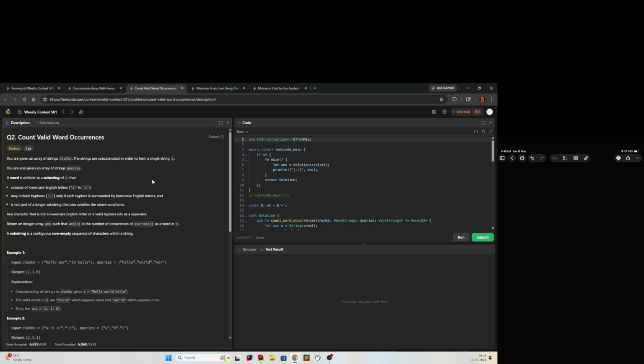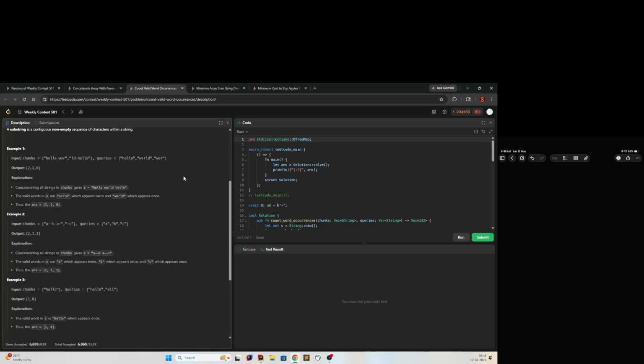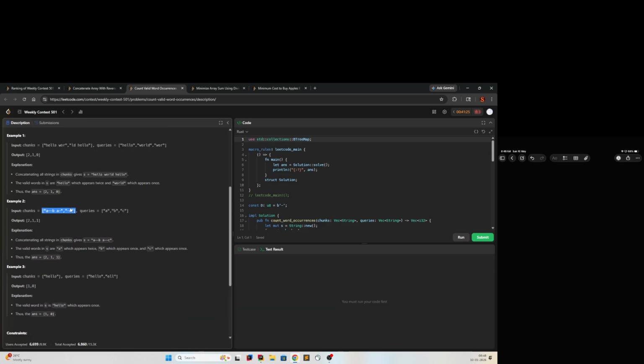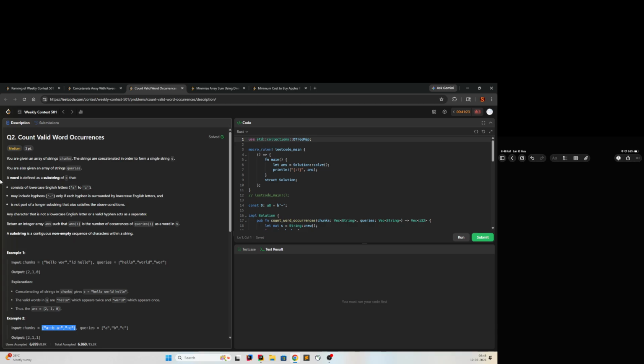So that's problem one. Problem two is a weird one. At least the statement is weird. You are given an array of string chunks. The strings are concatenated to form a string S. So basically, you don't have to treat this as a vector of strings. Instead, you can just concatenate these chunks and create the actual string as well. Like it won't make any difference.